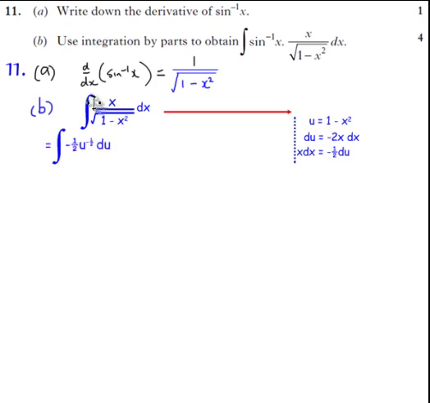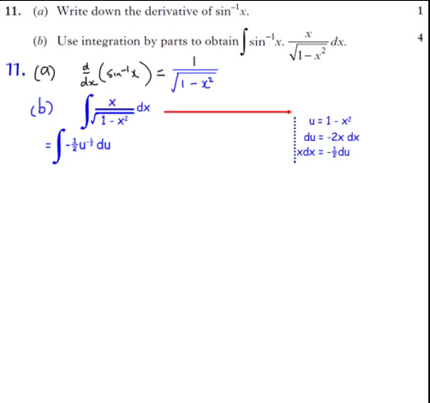The x dx in the top is negative a half du, and the 1 over the square root of 1 minus x squared is 1 over u to the half, which is u to the minus a half. So this is just the integral of minus a half u to the minus a half du.